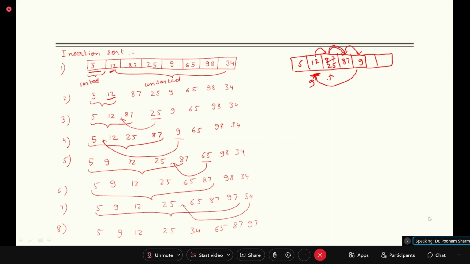Then 65 comes. Then what will happen? 65 is to be stored between these two. So a space is to be created here and 65 will be stored in between. So basically what they're doing, they're inserting each value at the right location. Take one value and insert it at the right location.